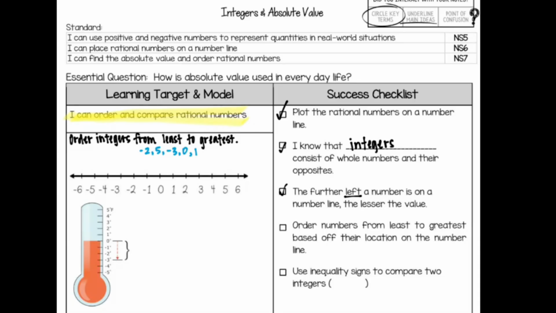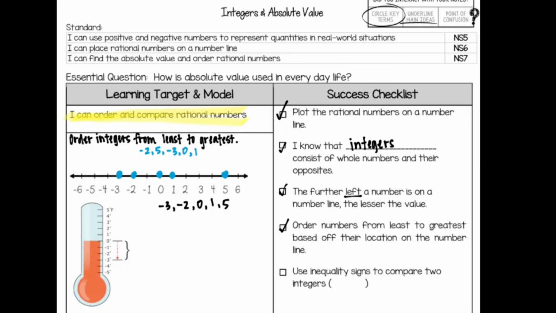So if I take my number line and start plotting these points, I have first -2, then I need to find 5 on the number line, -3, 0, and 1. Now that I plotted my points, I can take those points and list them from least to greatest. Next, it says use inequality signs to compare two integers.